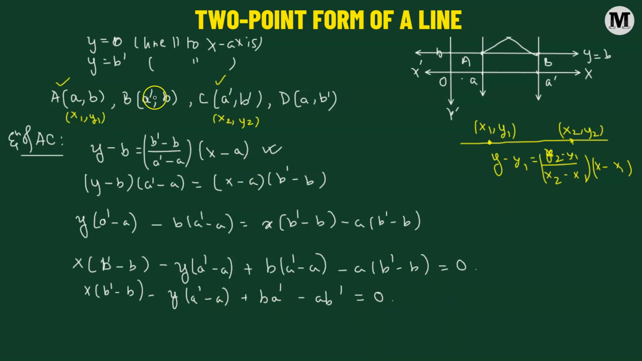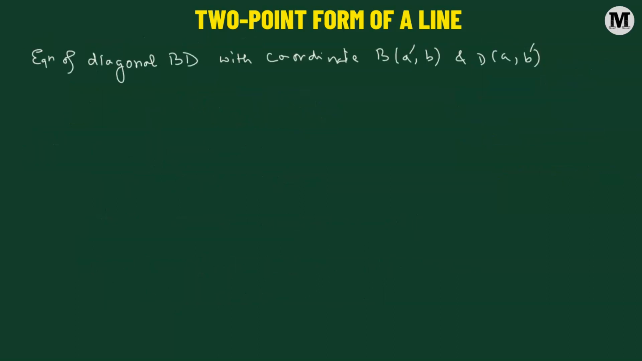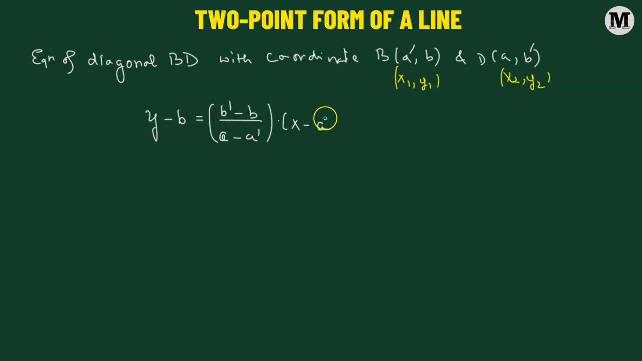Now what we'll do is try to find the equation of the diagonal BD. So that means we need these two coordinate points. So here let's choose B as x1, y1 and D as x2, y2. We'll substitute into our two-point form. So we get y minus y1 equals y2 minus y1 divided by a minus a prime, so that's x2 minus x1, multiplied to x minus x1.